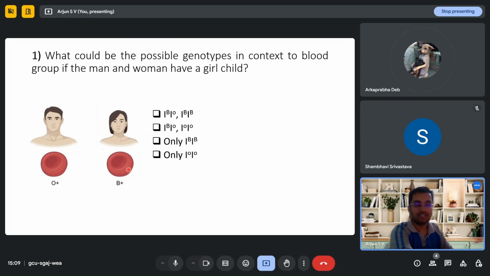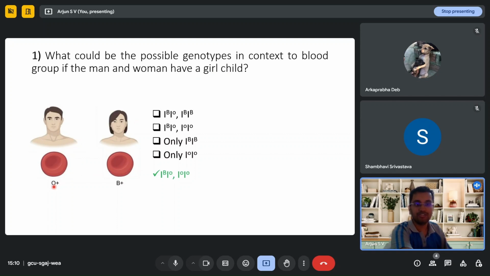The first one, IBIO and IBIB, yeah, so it's correct. IBIO and IOIO. So for general clarification, when I upload this recording and other people see it, I'd like to make a further clarification of this problem: to solve it, the fact that the child is a girl is not going to help you. All you need to consider is how these genotypes will be formed.